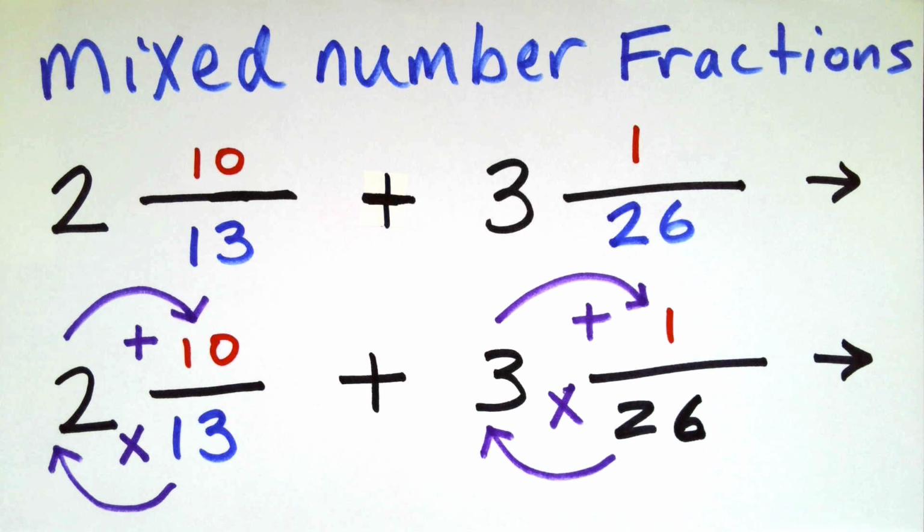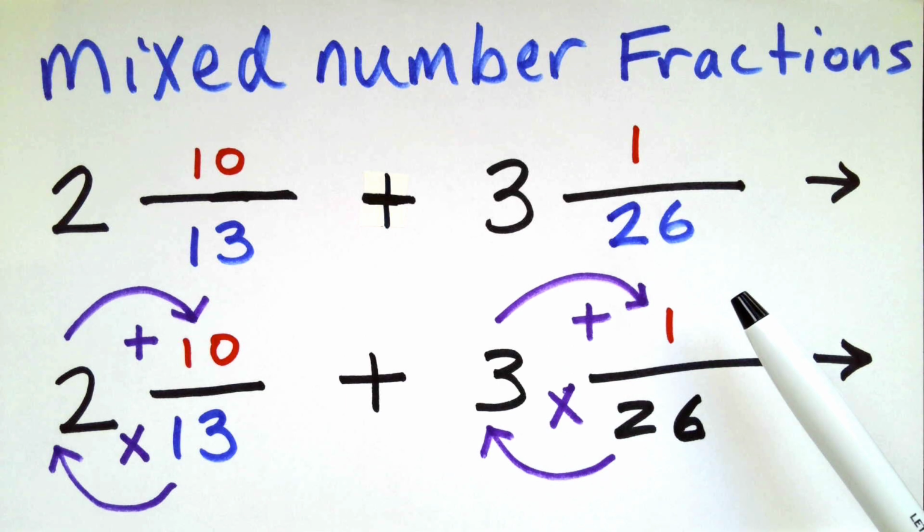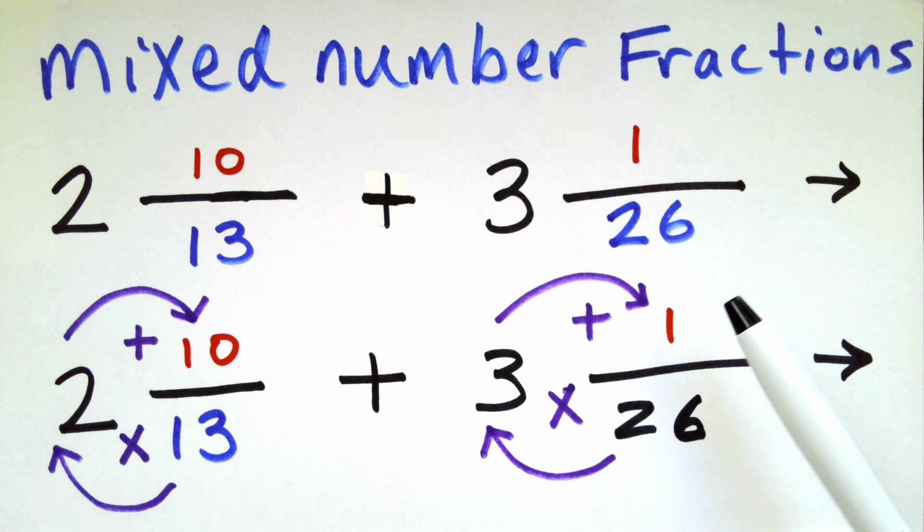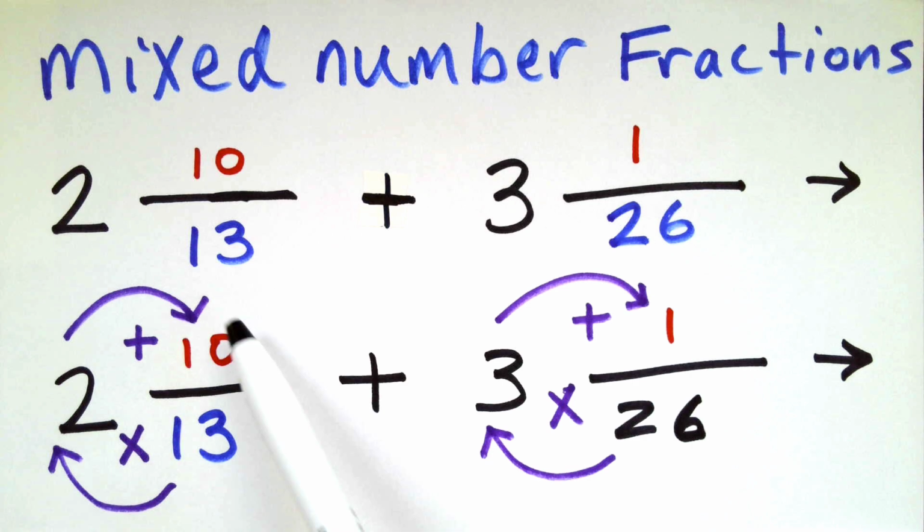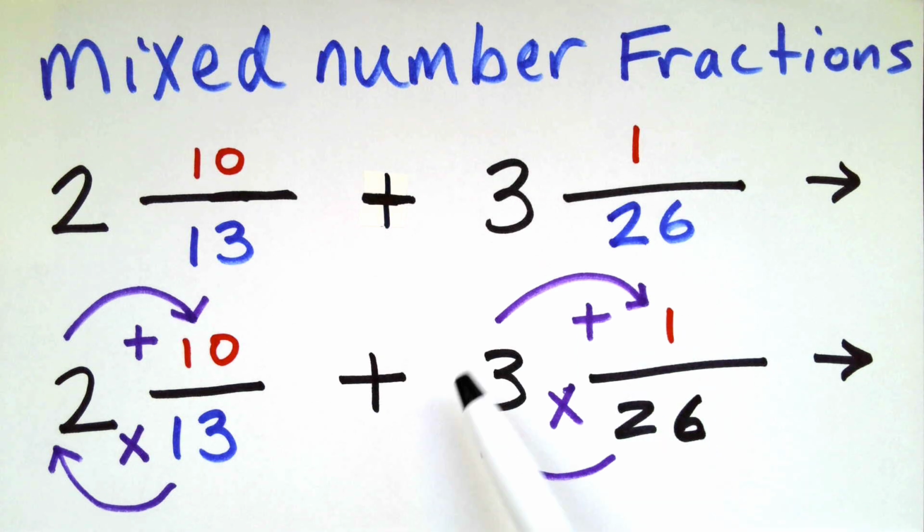So now we've covered multiple ways to answer these mixed number fractional problems, right? One is to convert the mixed number into an improper fraction, find a common denominator, add, and then the last step is to convert back into a mixed number.